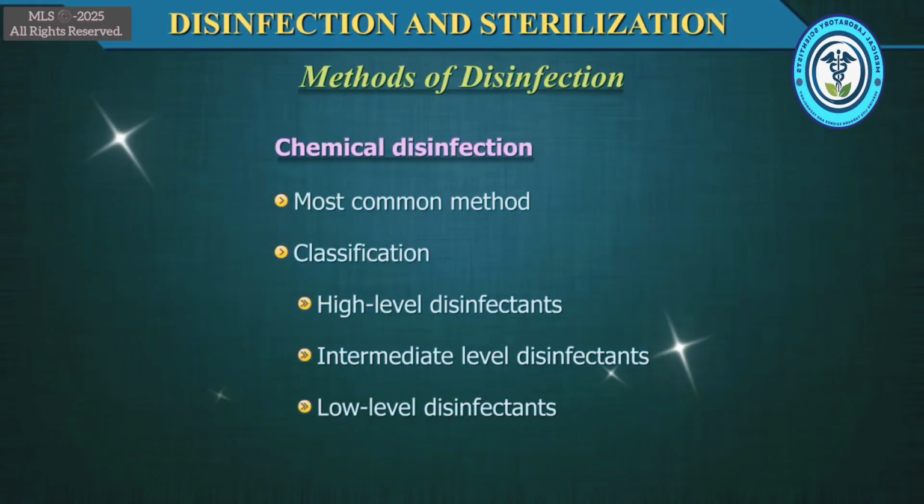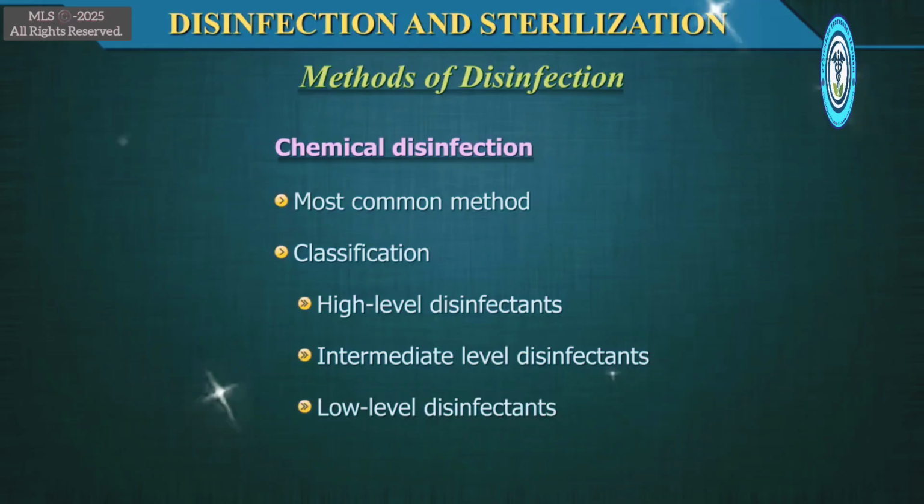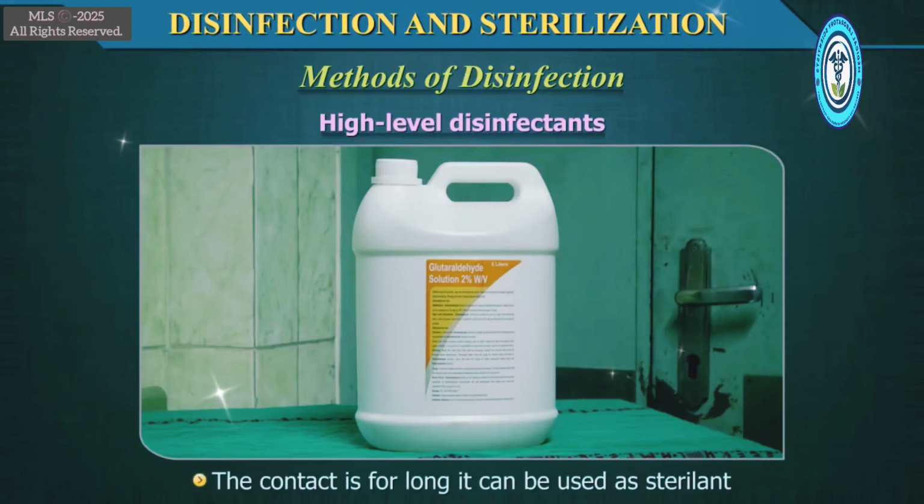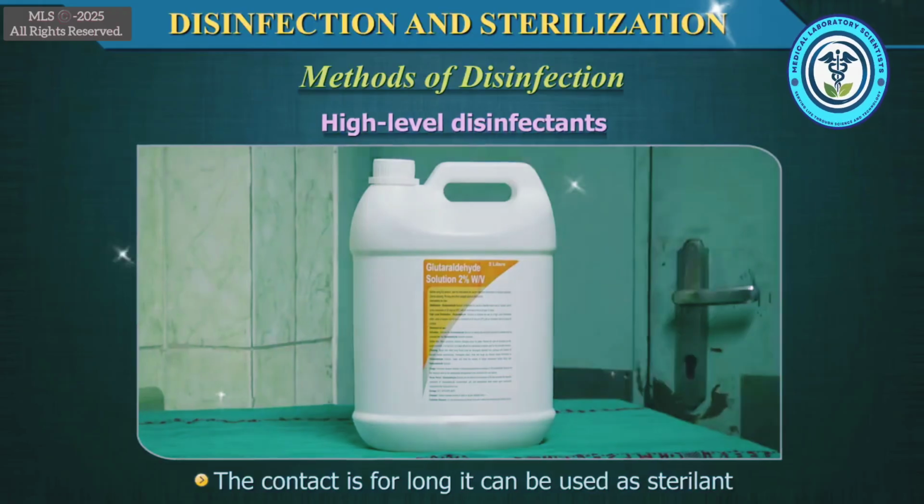One of the most common methods of disinfection is by using chemicals. They are classified as high-level disinfectants, characterized by being sporicidal, and if the contact is for long, it can be used as a sterilant, for example, glutaraldehyde.